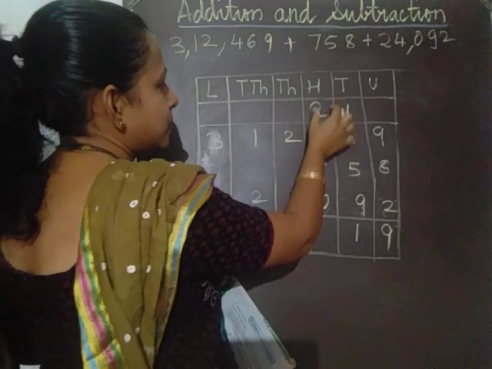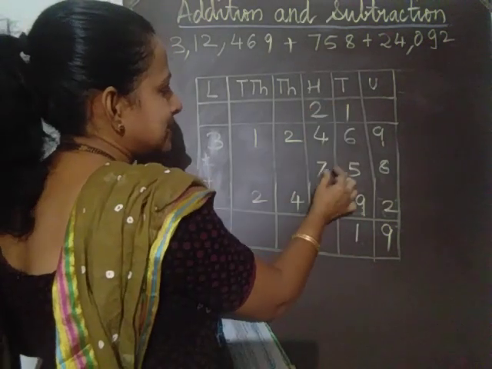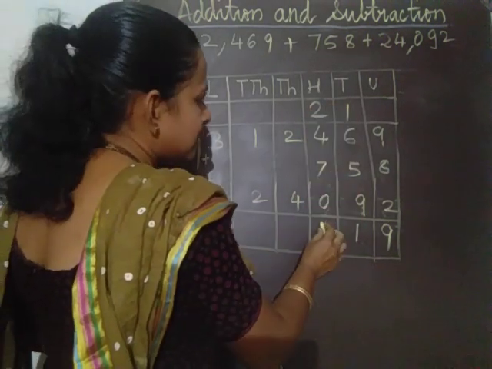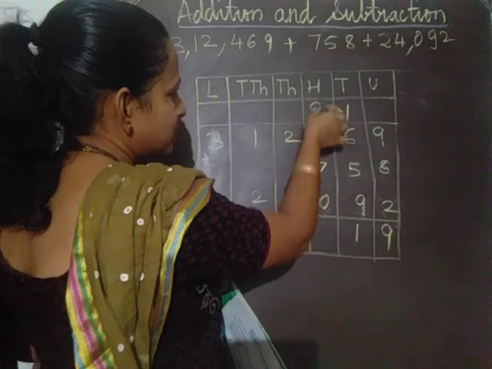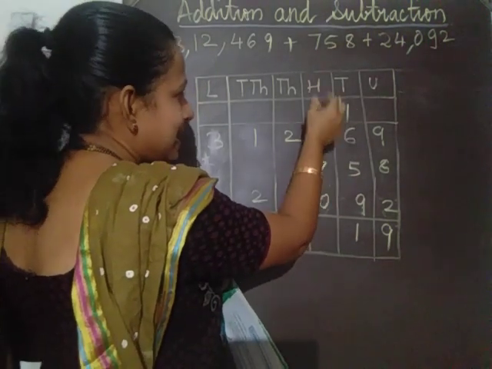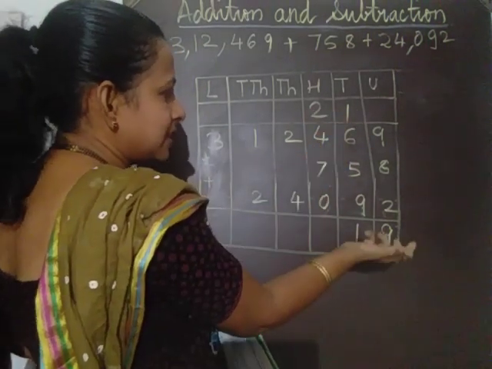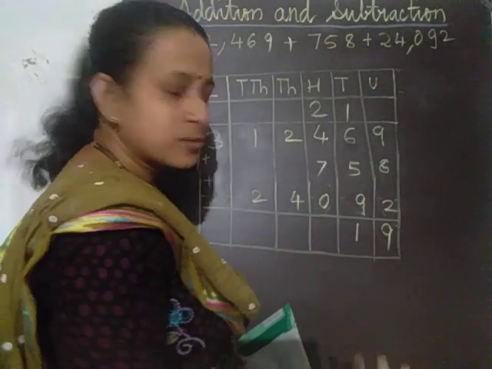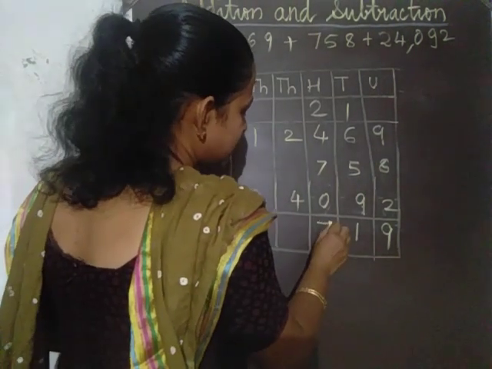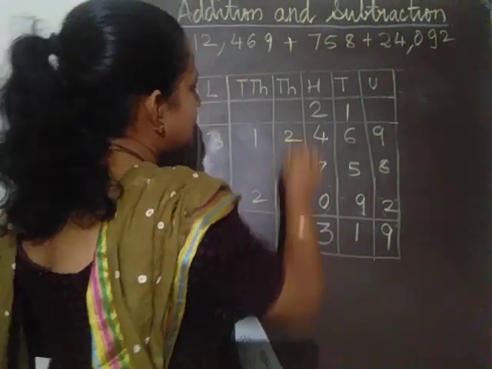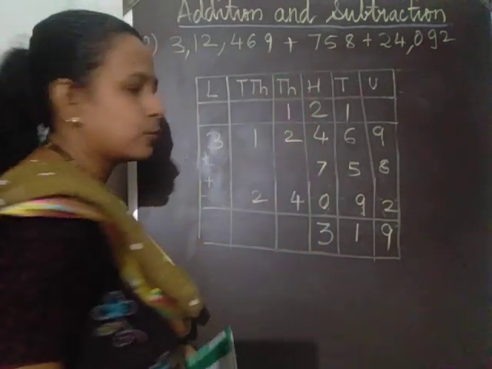Fine. Now 4 plus 2 is equal to 6 and 6 plus 7 is equal to 13. Or you can add this way also. 7 plus 2 is equal to 9 and 9 plus 4 is equal to 13. Anyway you add, the answer will remain the same. Answer is 13. So 3 is here coming and 1 is carried above.